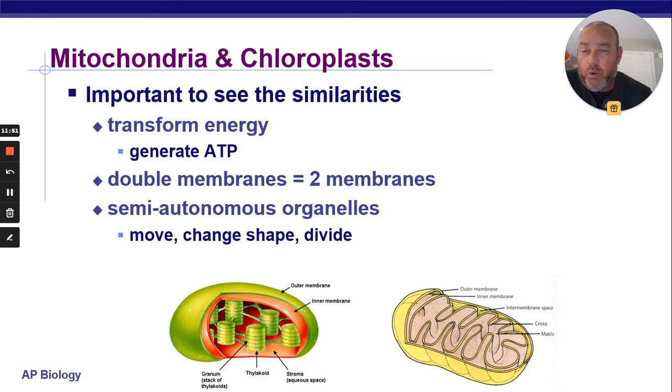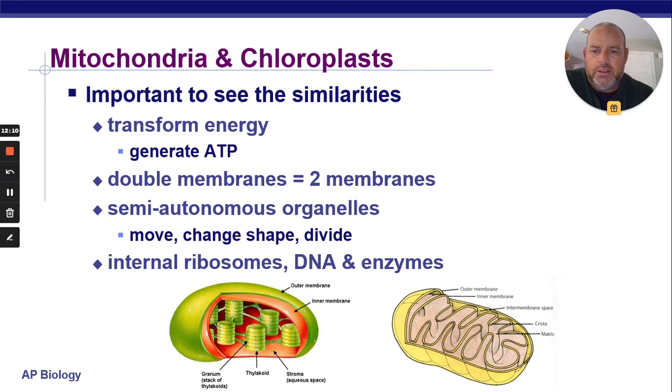Do they get to do what they want, or are they regimented in what they do? Meaning, other organelles are more controlled by the nucleus, where these guys get to do their own thing because they can move, they can change shape, they can divide. They were their own free-living organisms, right? And so they have their own DNA, their own proteins, and they can do a lot of their own stuff, without the nucleus necessarily needing to control them. Like I mentioned, internal ribosomes, DNA, and enzymes.